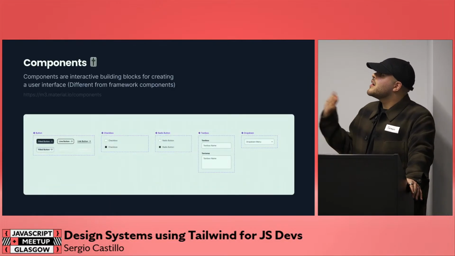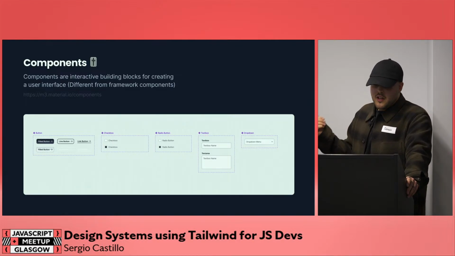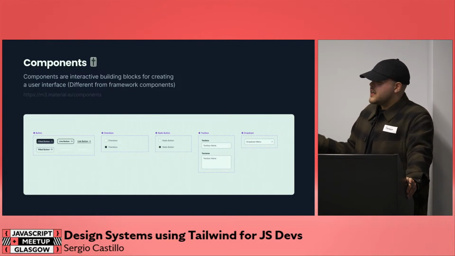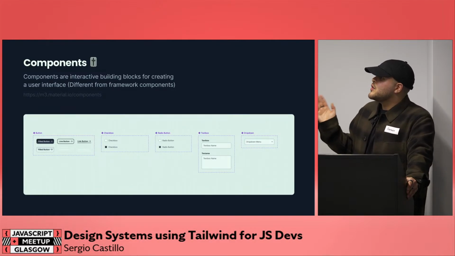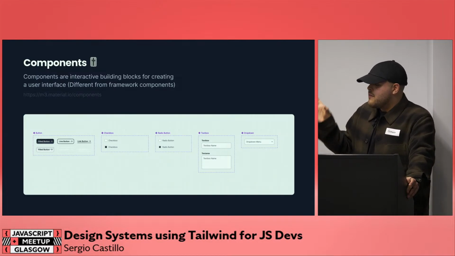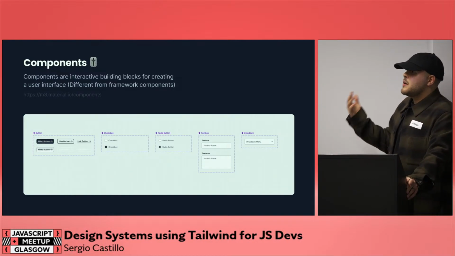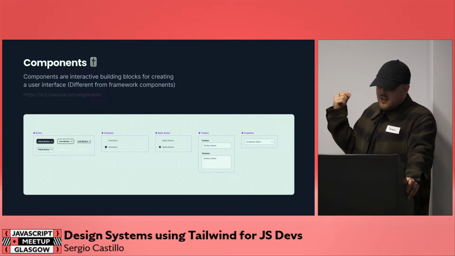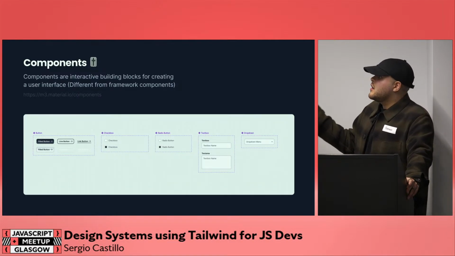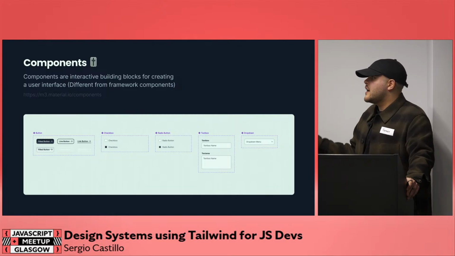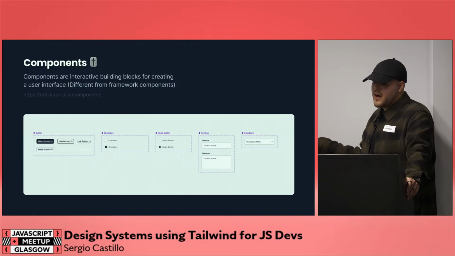So moving up in the layers, we have components. Components are quite easy to define. They're interactive building blocks for creating user interfaces, different from framework components. I'm not talking about the component that you get in React or Vue. I'm talking about a visual UI component, things like buttons, checkboxes, toggles, just small interactive things like that. These components are, again, going to make use of your design tokens. So if you have a button, it's going to have the color of the brand, the typography of the brand, and whatnot.